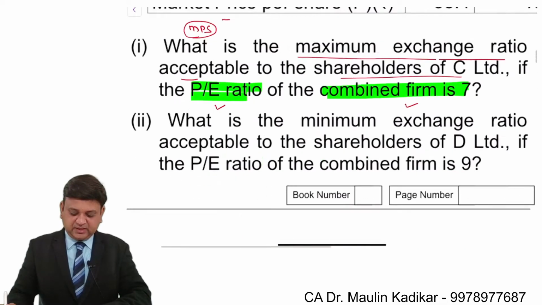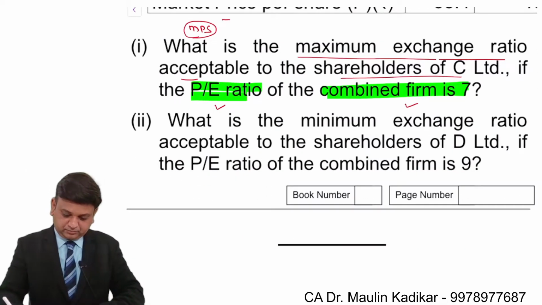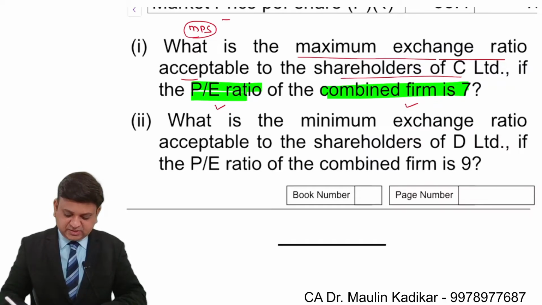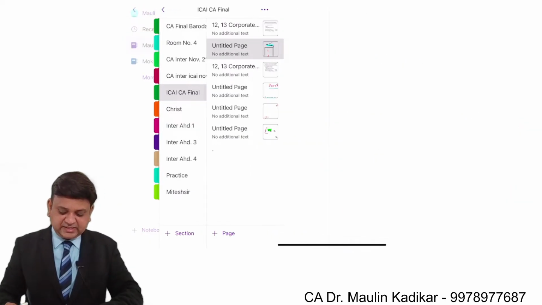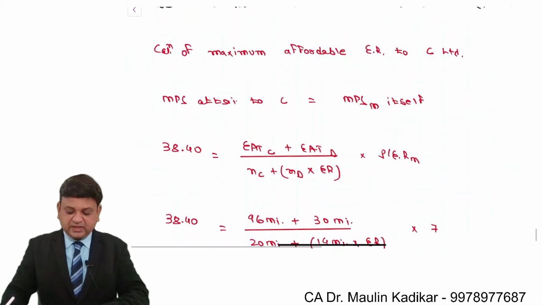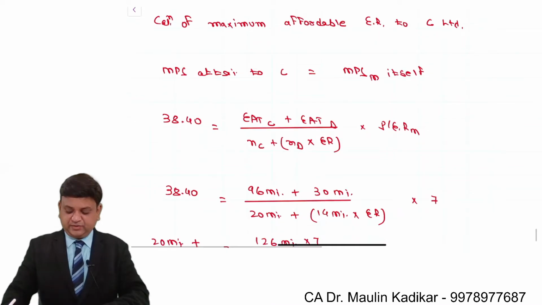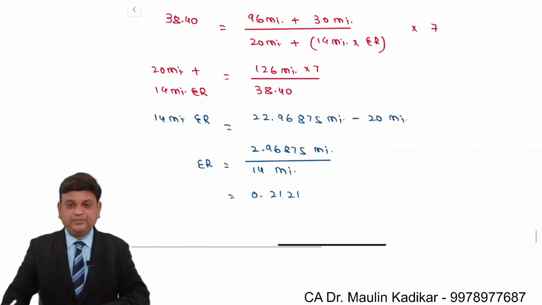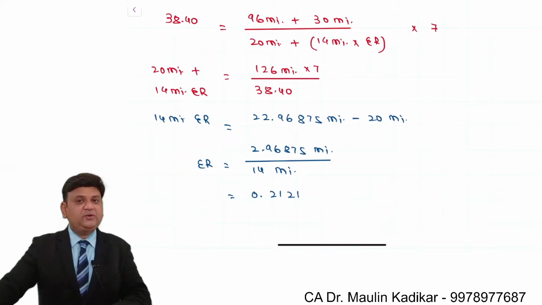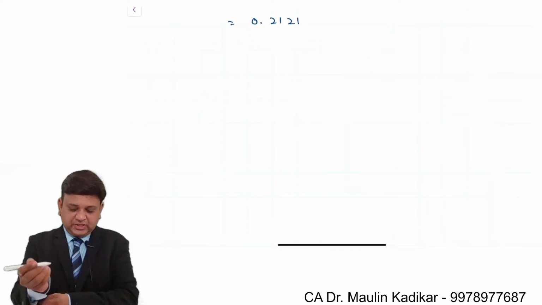I want you to answer the second part of the question. Write your answer in the chat box. What is the minimum exchange ratio acceptable to the shareholders of D Limited if the price earning ratio of the combined firm is 9 times? So again, in the second part of the question, we have to make the computation from MPS point of view. Only in that case can we use the information about the price earning ratio. I request you to write down the answer and try to compute it on your own.